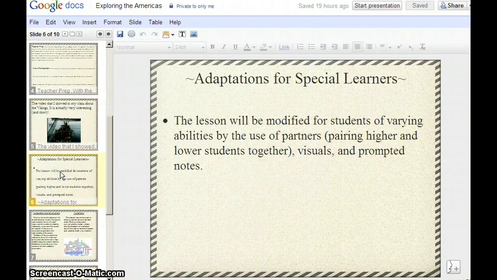On the next slide, I have my adaptations for learners. I have a couple ESOL students in my class and 2 SPED kids. I usually modify my lessons by partnering them with higher learners. I give lots of visuals. I modify their lessons, and I also give prompted notes on a daily basis.